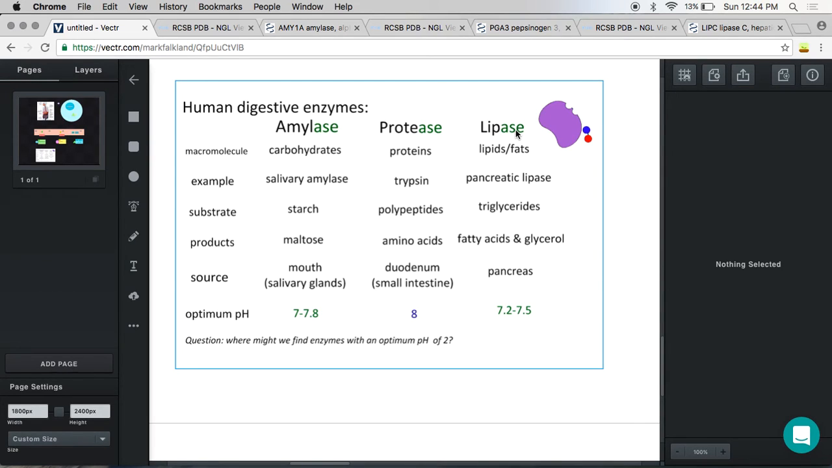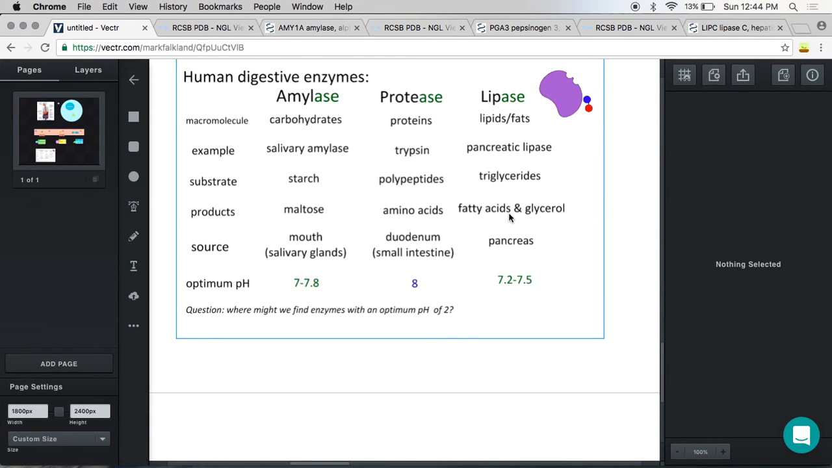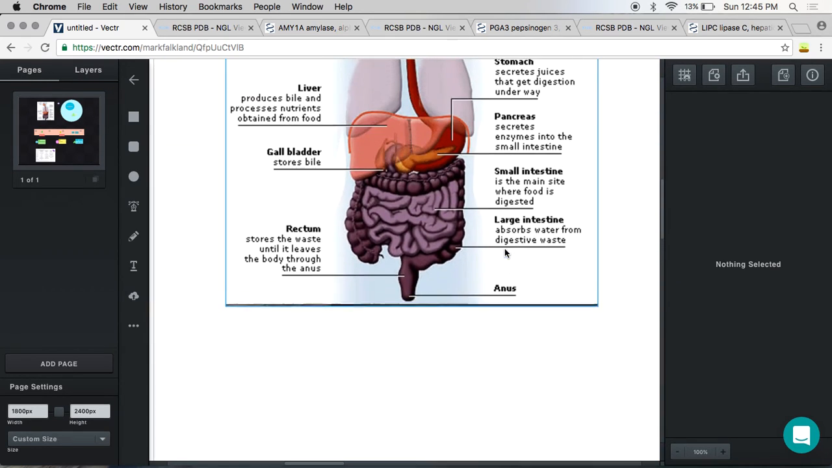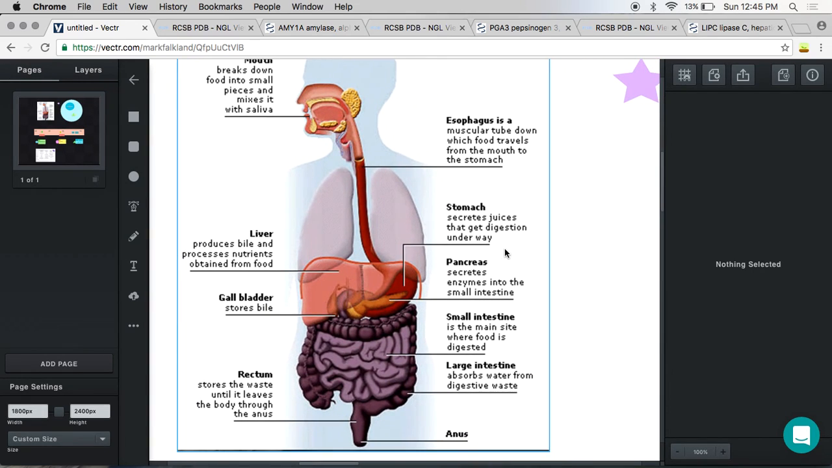And then lipases break down lipids, fats. Pancreatic lipase is secreted by the pancreas. Triglycerides is a fancy name for fats or lipids. They get broken down to these fatty acid and glycerol units, and then they can be absorbed. The source of the lipase is the pancreas, like we just mentioned. So hopefully that helps explain a bit more about what's going on with digestion, especially the way enzymes work and the way the actual uptake happens in the small intestine.